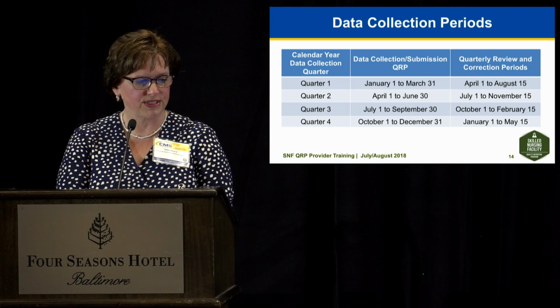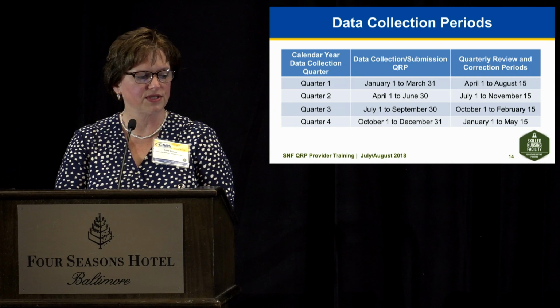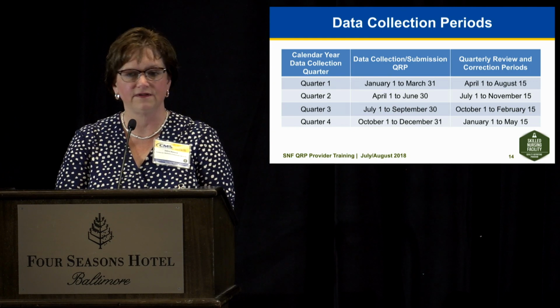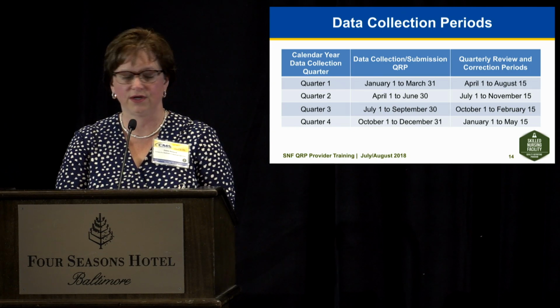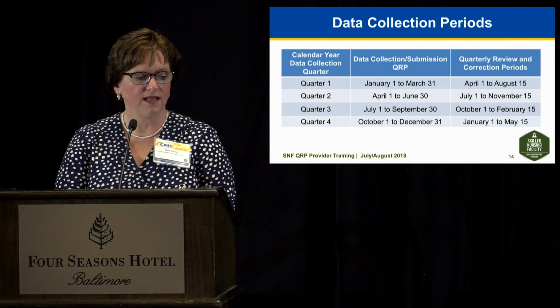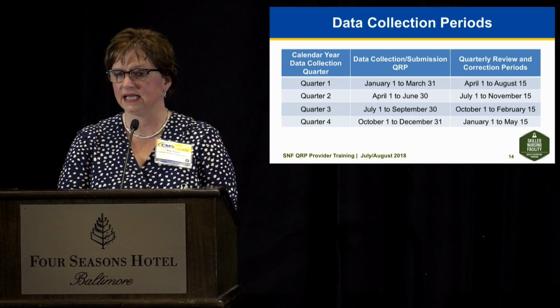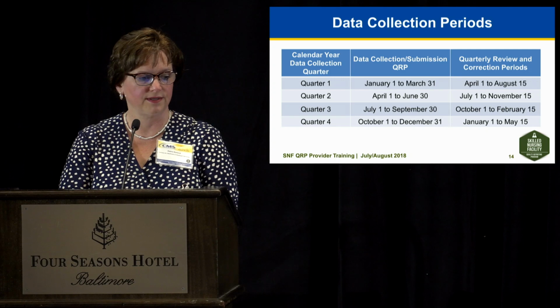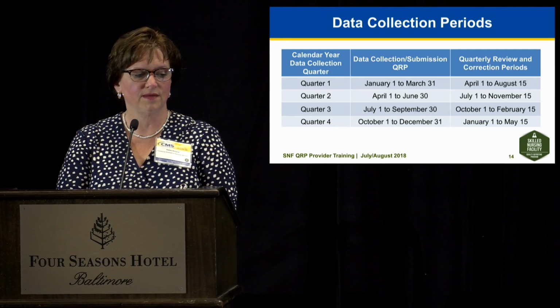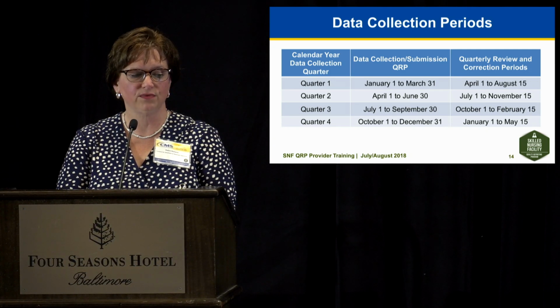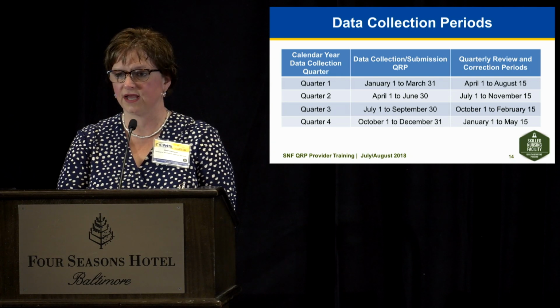Looking at this table, you'll see that we have 3 columns. The first column will identify the quarter in the reporting year. The second column identifies the begin and end dates for that quarter. And the third column identifies the quarterly review and correction periods for that quarter.